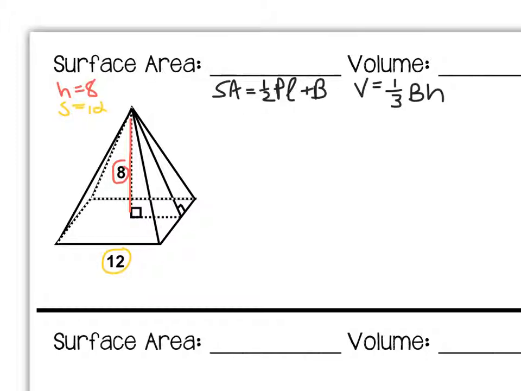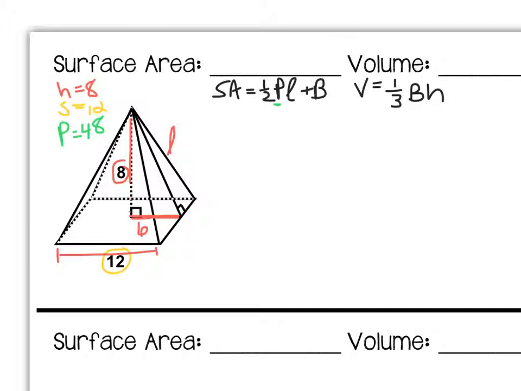So what are some things that we could find? Well, we could find the perimeter to start. My perimeter is 12 times 4 since it's a square, so my perimeter is 48. Then I could find my slant height. For the square, if the whole side is 12, then this part going to the center of the square is going to be half of 12, which is 6.